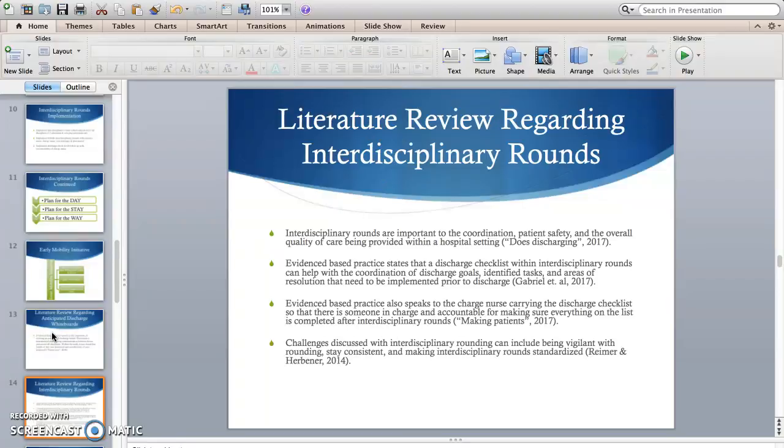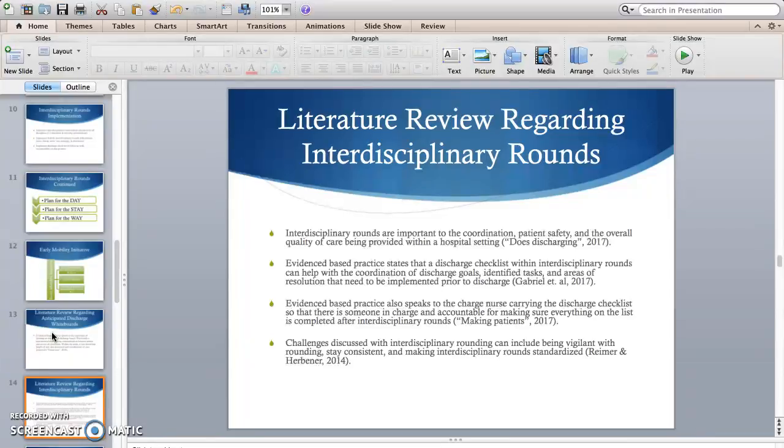And then literature review regarding interdisciplinary rounds. There was lots of literature revolving around this. It focuses on the importance of, really, how it helps with coordination of care, patient safety, and the overall quality of care being provided within a hospital setting. Evidence-based practice states that a discharge checklist within interdisciplinary rounds can help with the coordination of discharge goals, identify tasks, and areas of resolution prior to discharge.